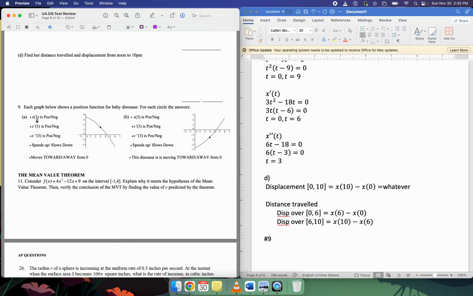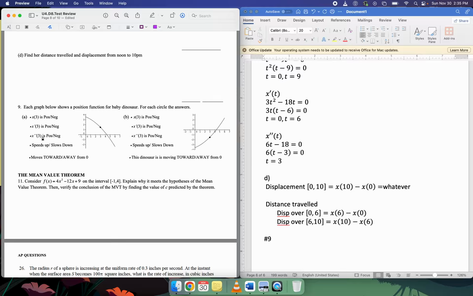So is x itself positive or negative at 3? Positive. It's a graph of x, and the value of this function, the y coordinate, is positive, so definitely positive. X prime is the derivative of the function whose graph we're looking at, so that's the slope. And the slope looks negative. X double prime, that's the acceleration.